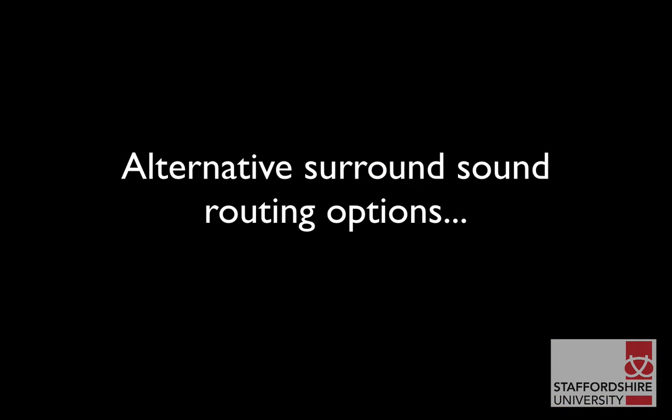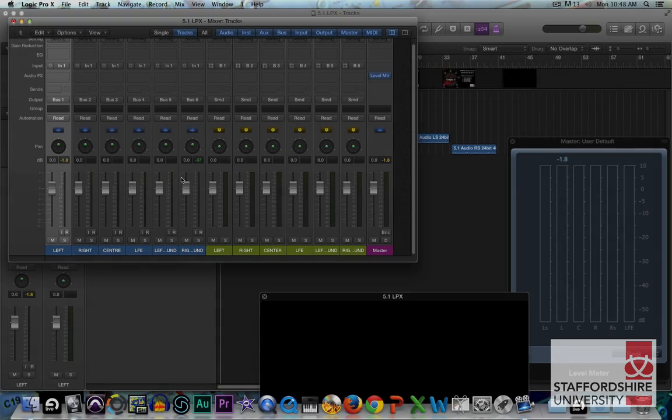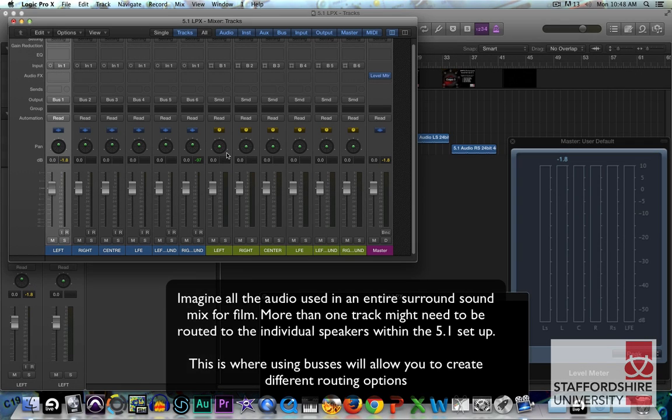So that's how you route signals out to the 5.1 speakers in Logic, but there's an alternative surround sound routing option in the sense that you might have multiple tracks that you want going to the individual speakers or sets of speakers, etc. So you will probably not just have the finished 5 tracks for the speakers. You might want to send several sound effects or dialogue pieces to individual speakers.